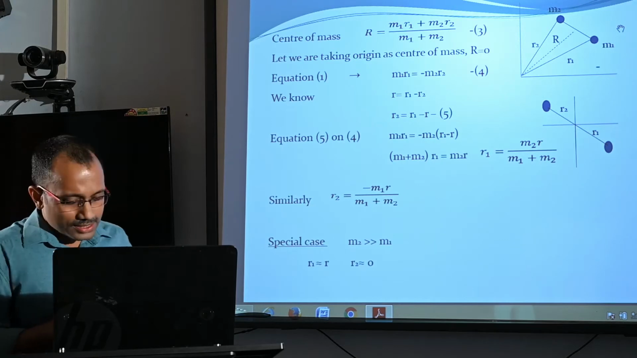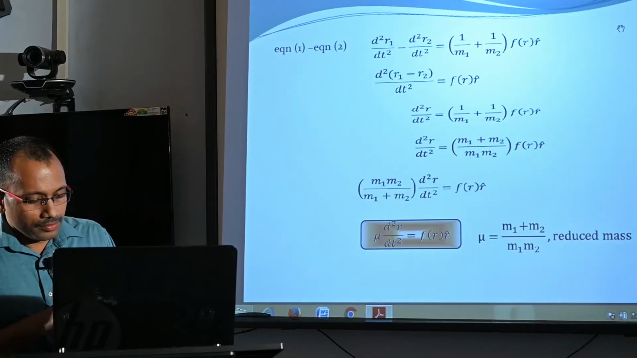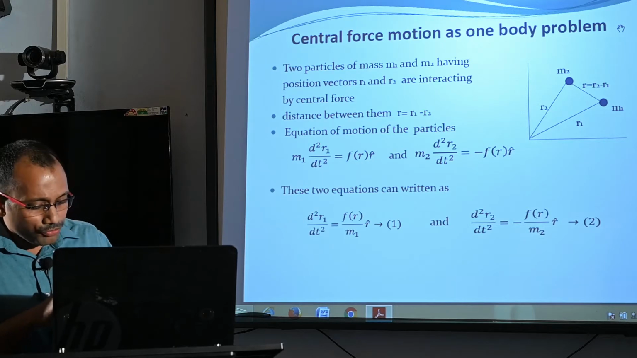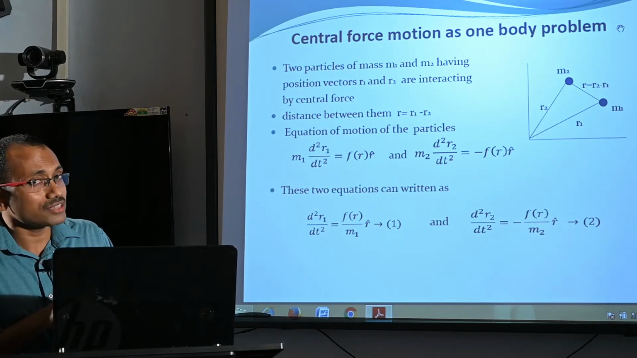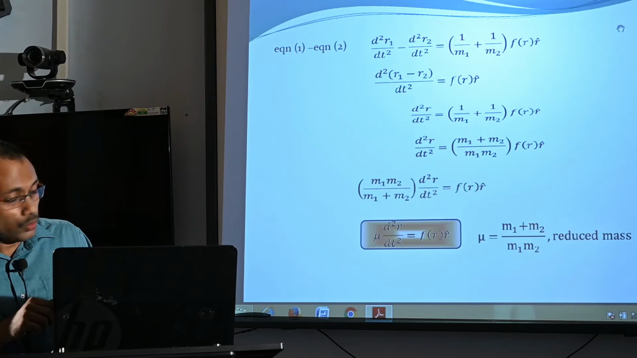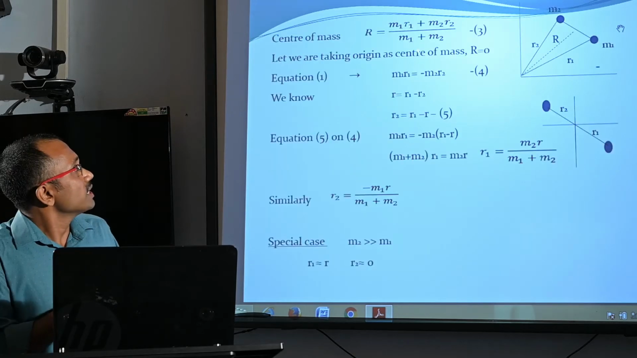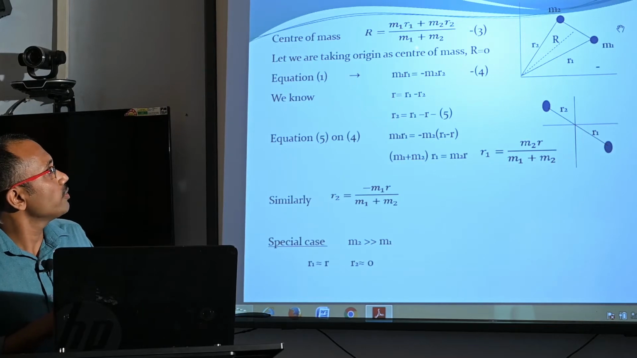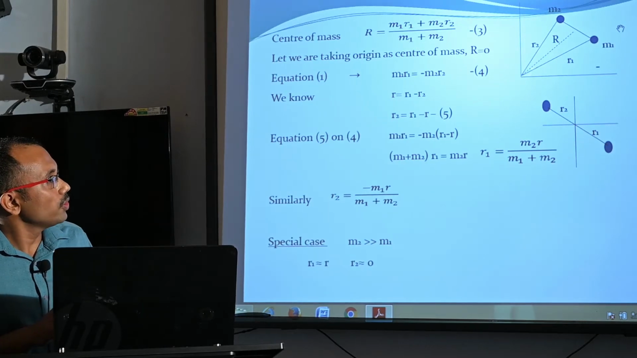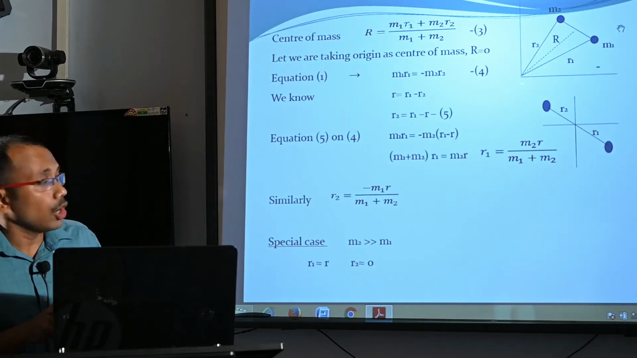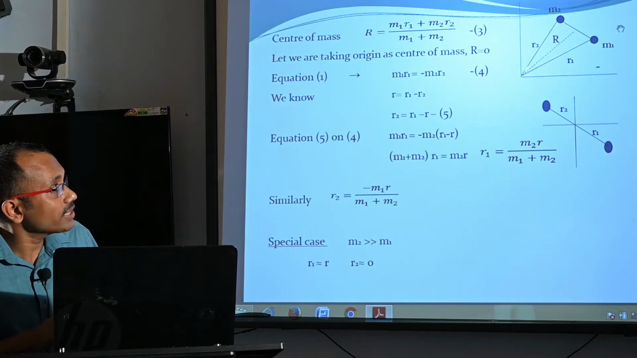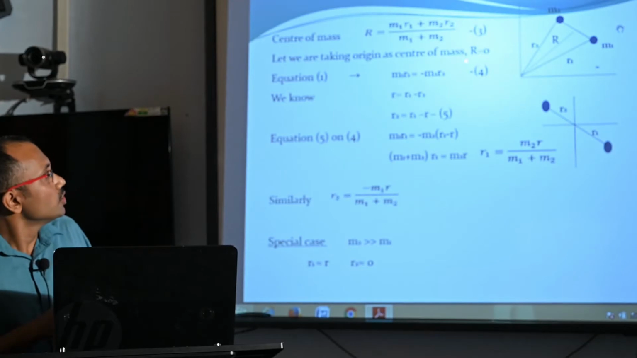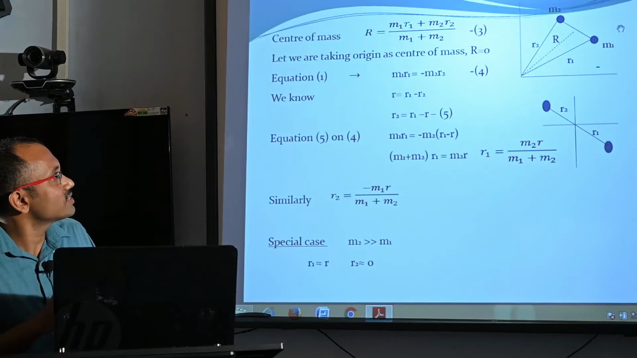As a special case, instead of taking this as the origin, I am taking the center of mass as the origin. You know how to take the center of mass: the center of mass R is equal to (m1 r1 plus m2 r2) divided by (m1 plus m2). In the previous case this was the origin. Now I am bringing the origin to this point, so here I am taking this R as 0.